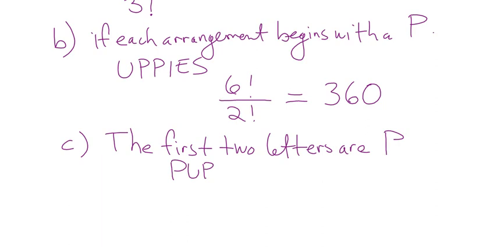We toss away these 2 guys here, take them out, who cares? You're at the beginning, they go line up. What's left? 1, 2, 3, 4, 5 letters, none of which are the same. So just 5 factorial.